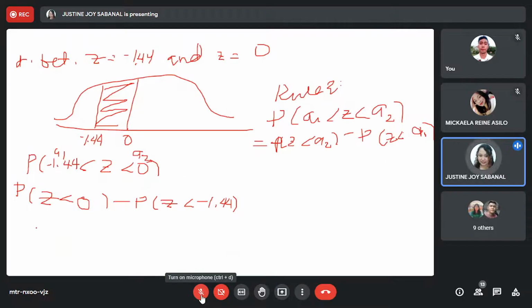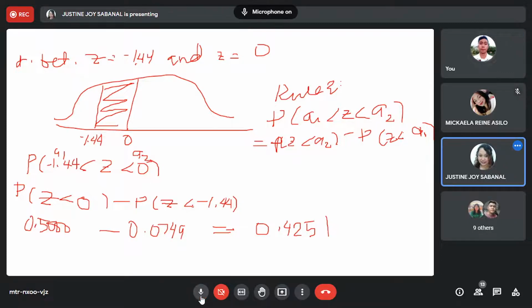0.0749. So, this is yung zero na value or z-score equivalent sa 0.5000. Ima-minus natin dun sa negative 1.44 which is 0.0749. So, ang probability, gaano kalaki yung region na nasadan ninyo, so that is equivalent to 0.4251. So, clear po sa example na to? Okay, thank you, Lindsay.